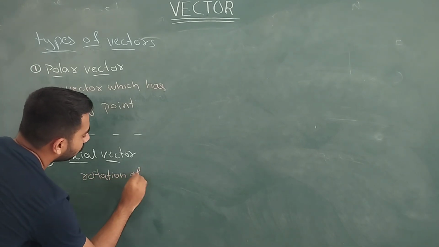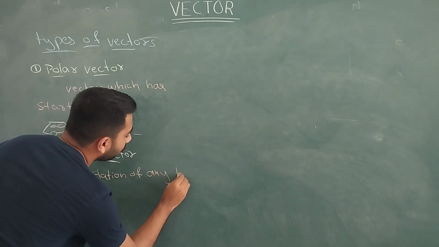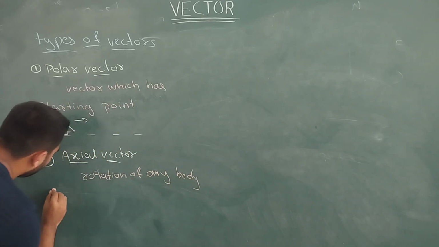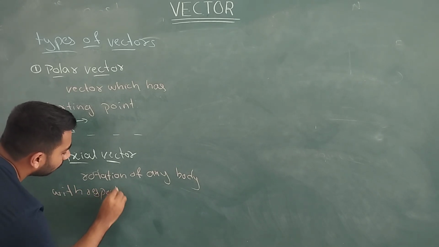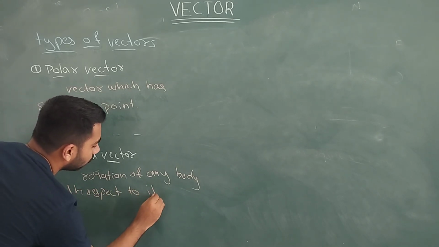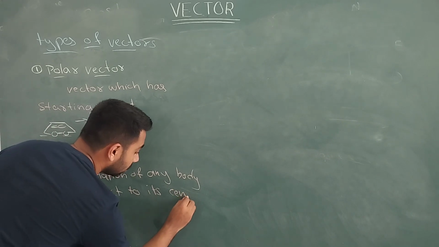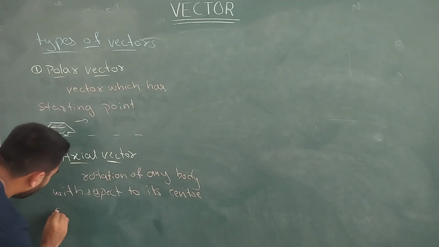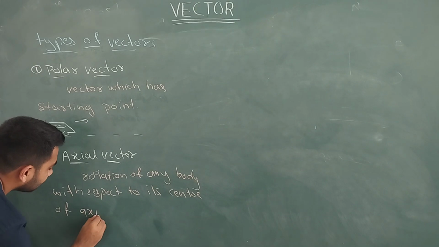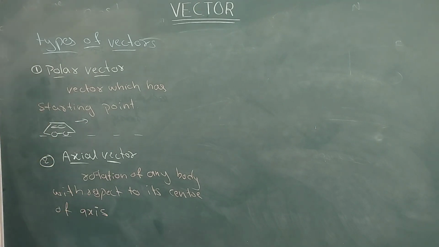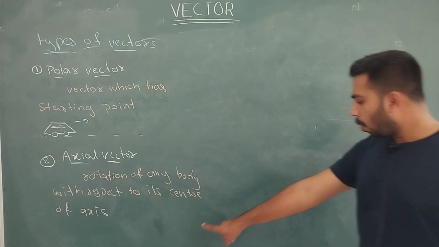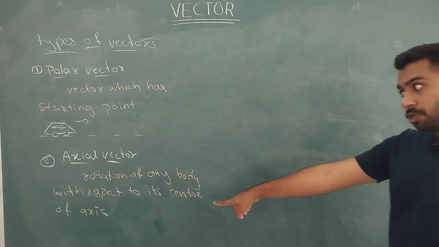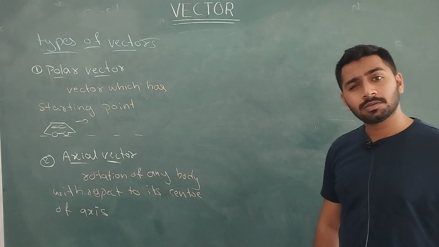Rotation of any body with respect to its center of axis. This is called axial vectors. Now sir, what is this? Don't worry.